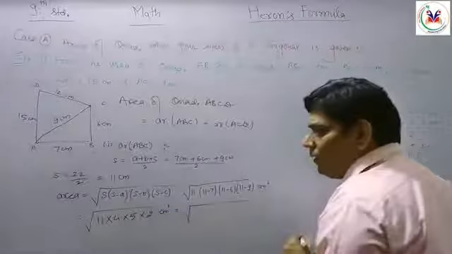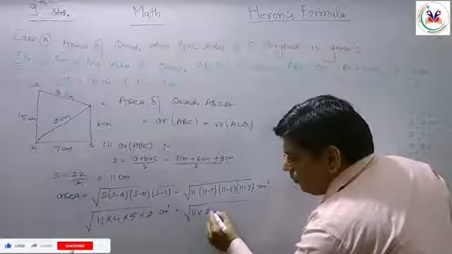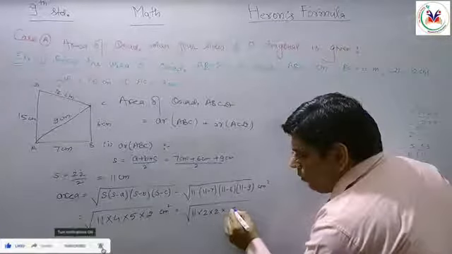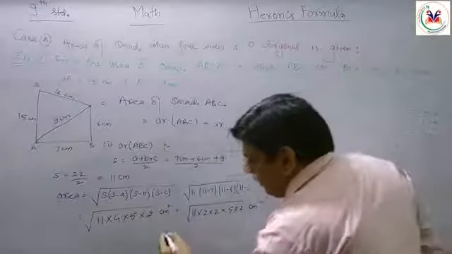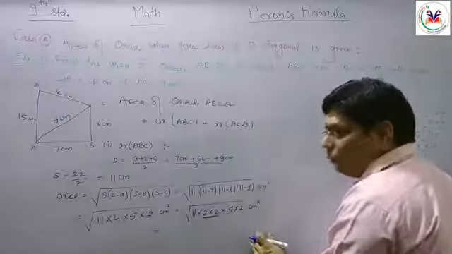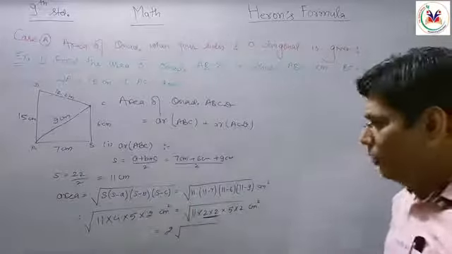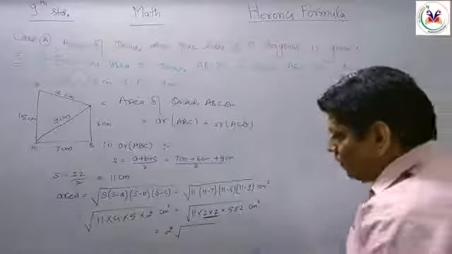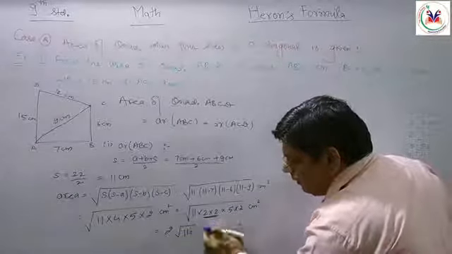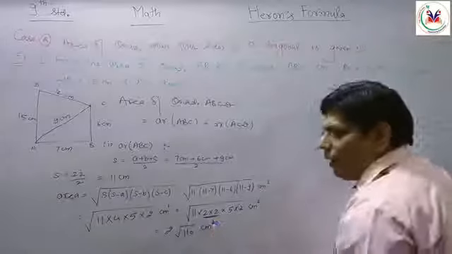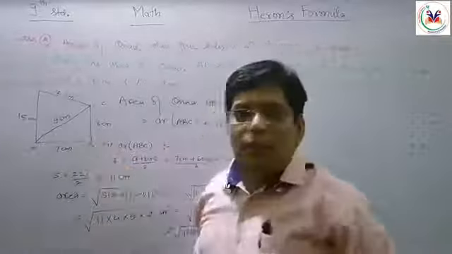After that, we calculate the factors of this: 11 stays 11, 4 we can consider as 2 into 2, and 5 into 2. So what should be the answer? We have obtained one pair of 2, so 2 will move outside of the square root, and then 11 into 5 into 10. So 2 into 5 is 10, 10 into 11, square root of 110 centimeter square. That will be the area of the first triangle ABC.